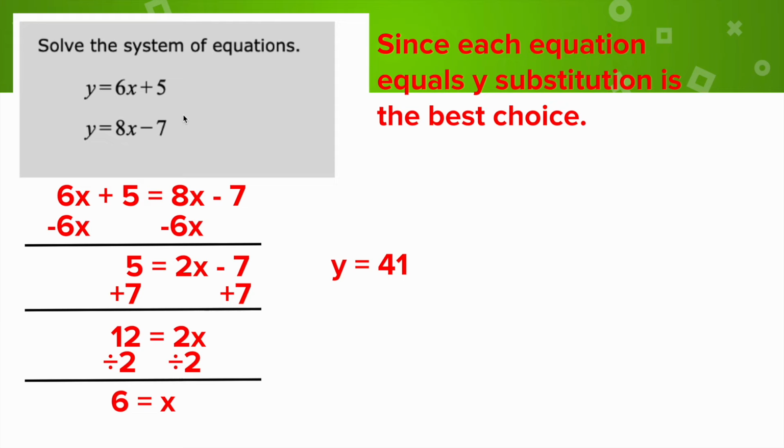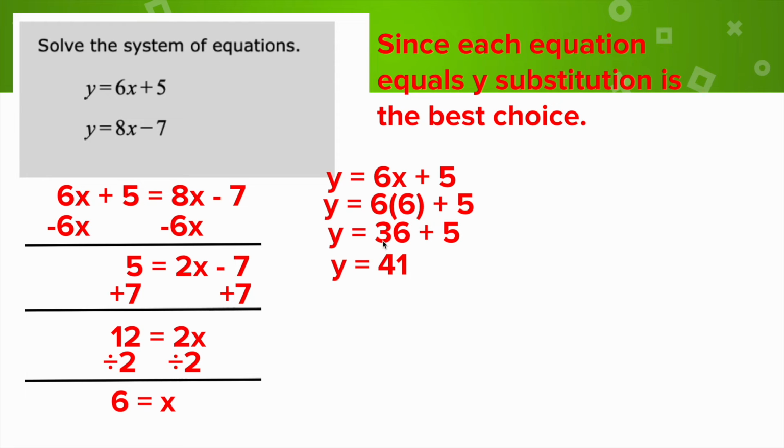Now I need to go back and choose either one of the two equations. So I'm choosing the first one again, and I'm going to plug in 6 for x, because I know what x equals where the two equations cross. So 6 times 6 is 36. 36 plus 5 is 41. So my solution is 6, 41.